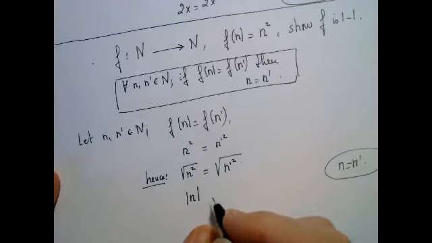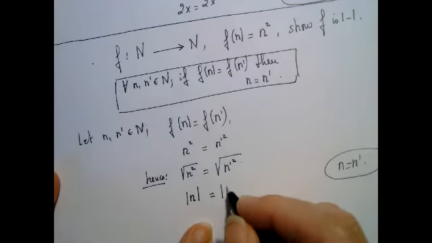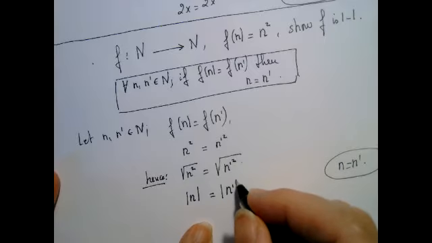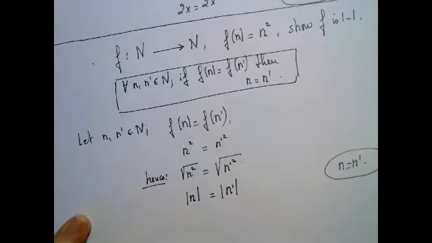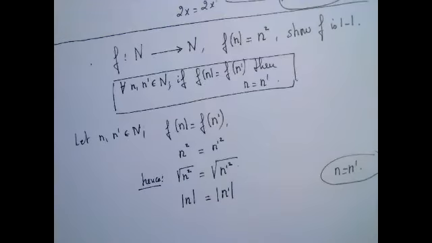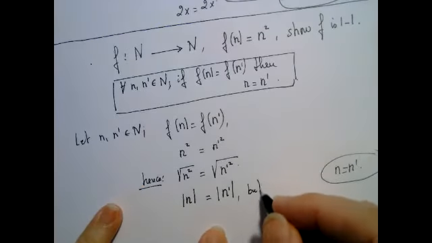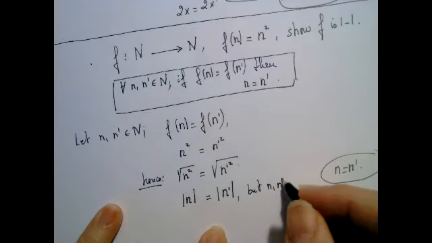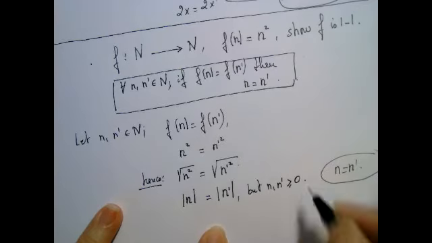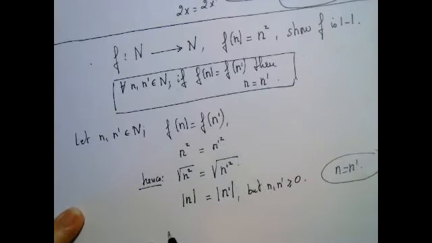It's the absolute value of n, because it's important, equal to the absolute value of n prime. Otherwise, you'll be missing things if you're not careful with that. But n and n prime are positive. So it means the absolute value of n is n, so n equals n prime. And my function is 1 to 1.